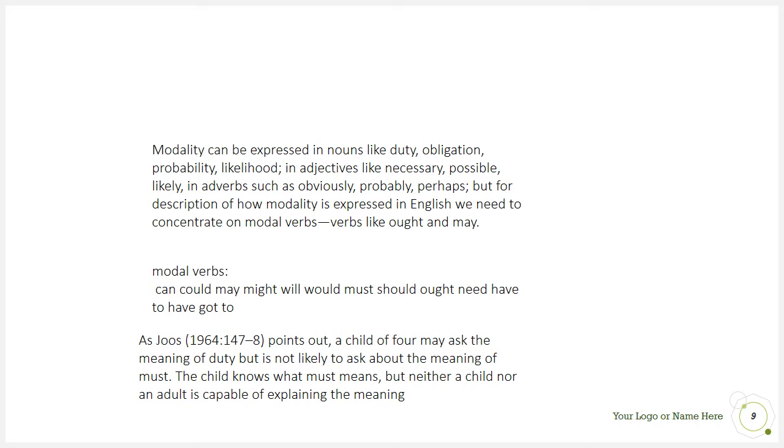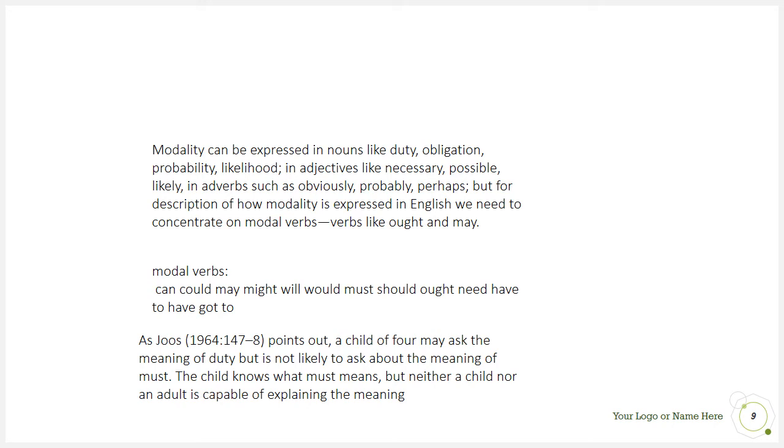Modality can be expressed in nouns like duty, obligation, probability, likelihood; in adjectives like necessary, possibly, likely; in adverbs such as obviously, probably, perhaps. But for a description of how modality is expressed in English, we need to concentrate on modal verbs, like ought and may. There are several modal verbs, for example, can, could, may, might, will, would, must, should, ought, need, have to, have got to.